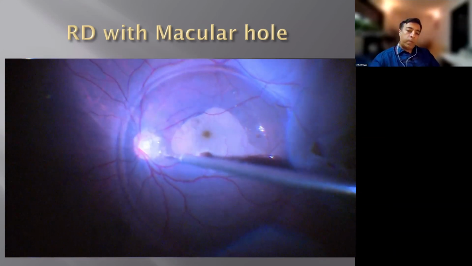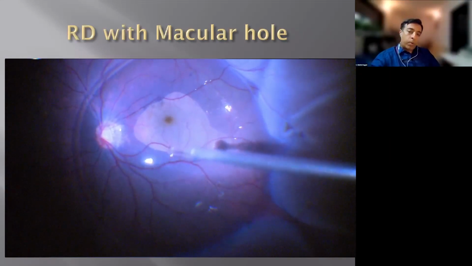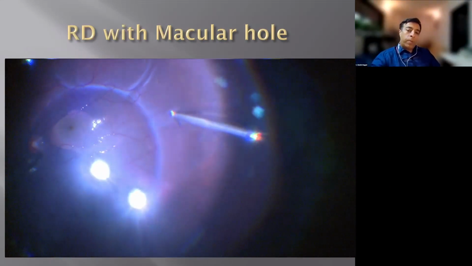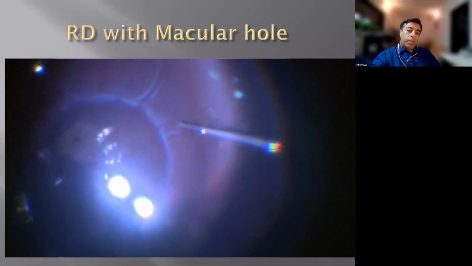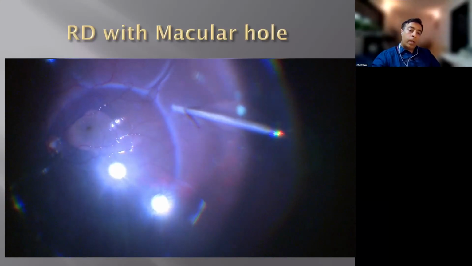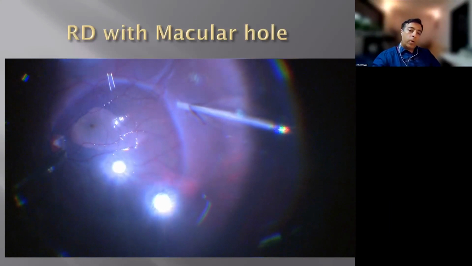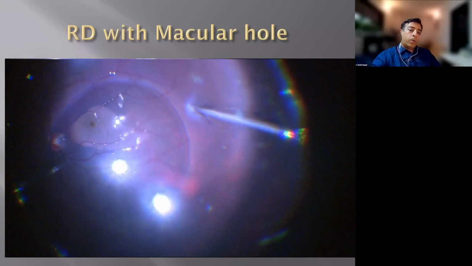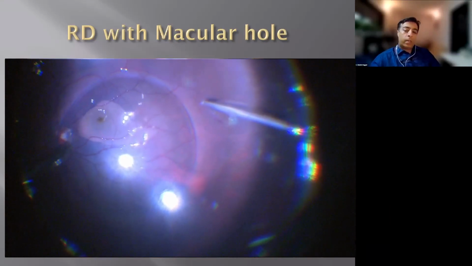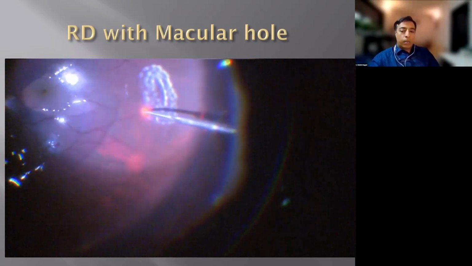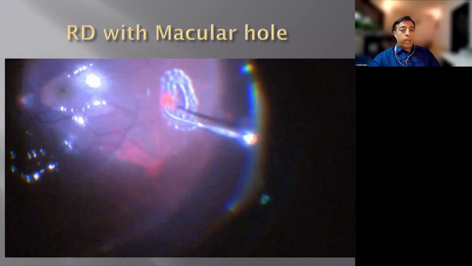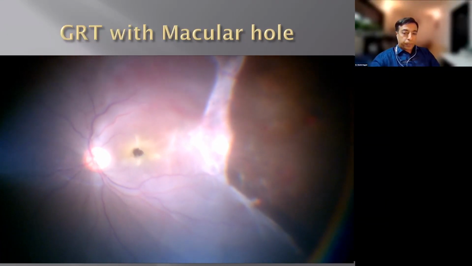So here I'm putting PFCL after that so that I can push the subretinal fluid to the periphery, and it helps me stabilize the macular hole area, the retina flat, and then you can endodrain, flatten the periphery, do a laser, and the retina is flat. So these are macular holes coexisting with retinal detachment with peripheral tears.